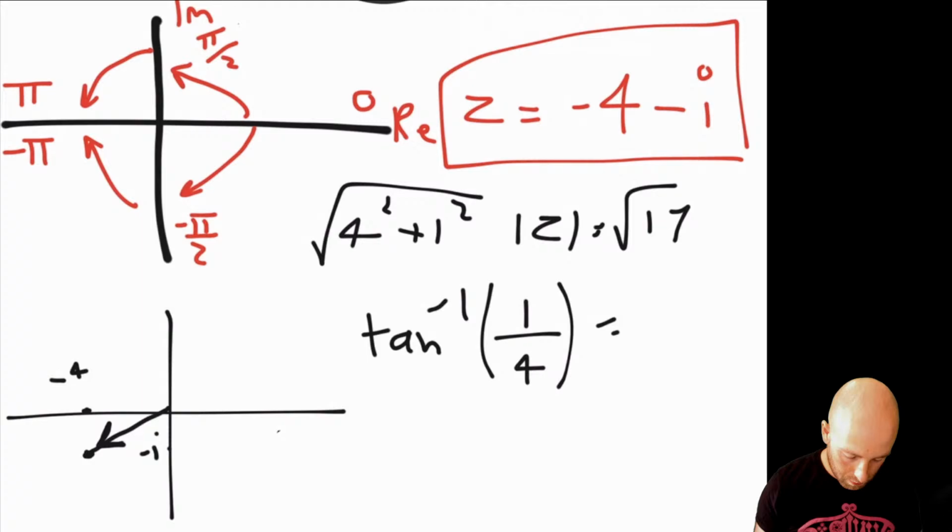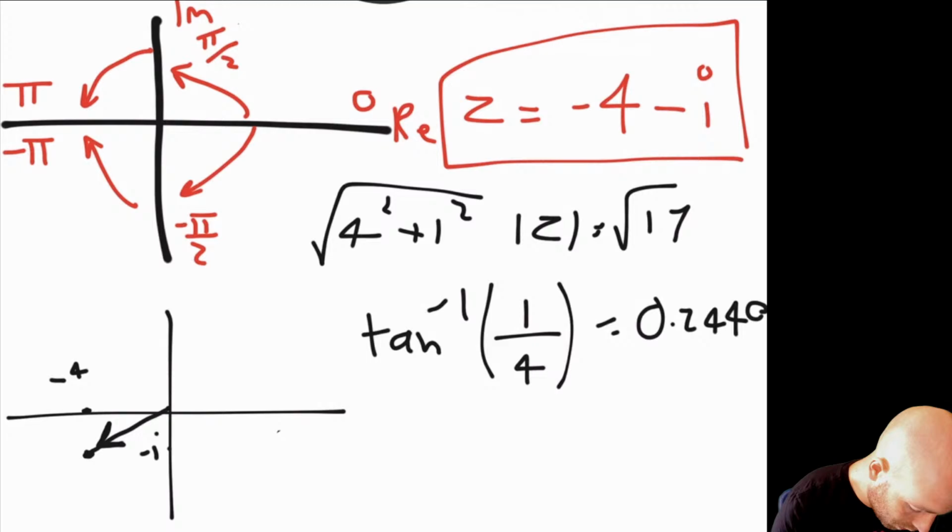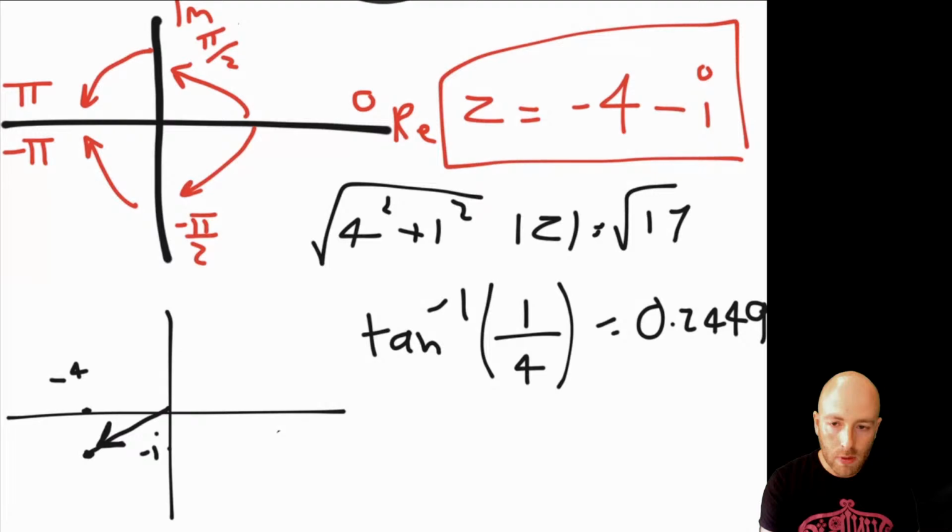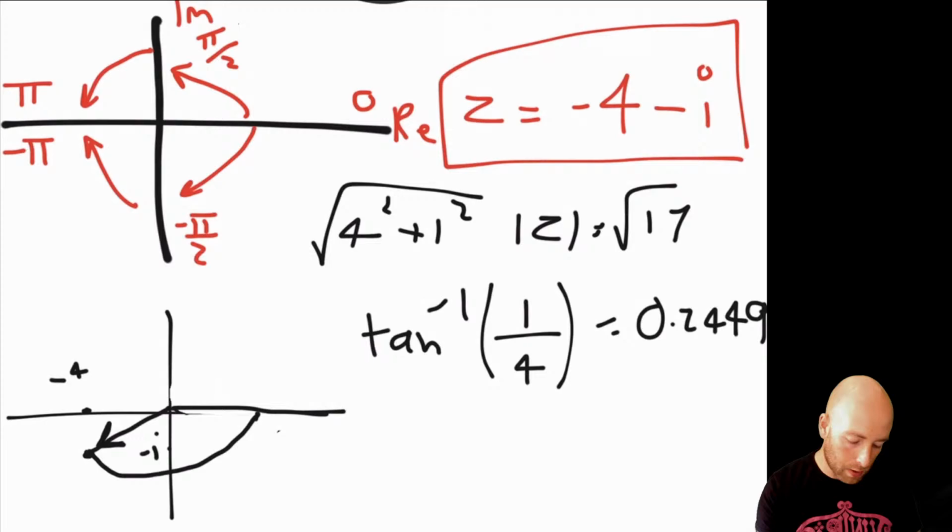which gives me 0.2449. Now, it's not going to be 0.2449 because that would be the angle measured from here, basically. So basically I found that angle. The angle that I'm going to need then is going to be going from here all the way around to here. So in other words, I can do pi minus that angle. So I'm going to do pi take away 0.2449.